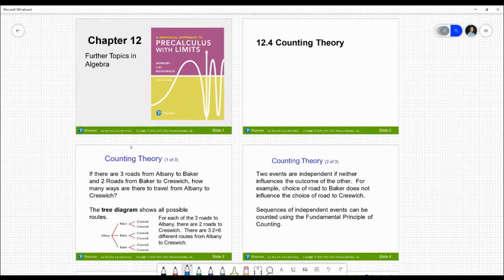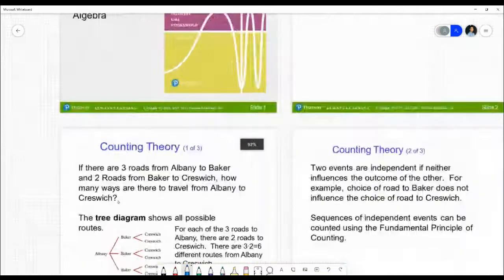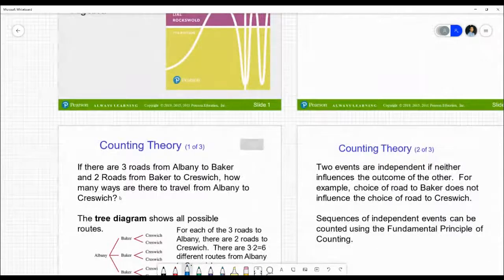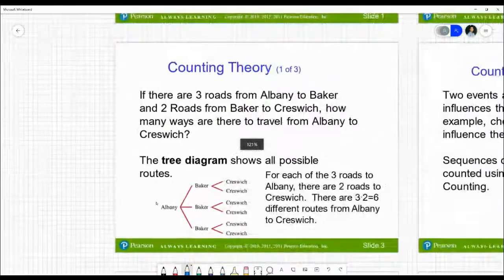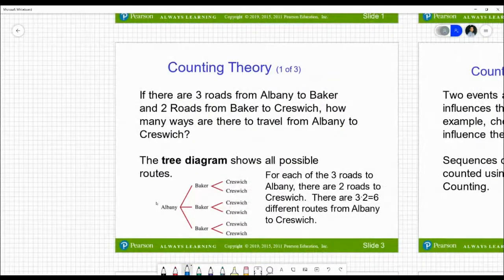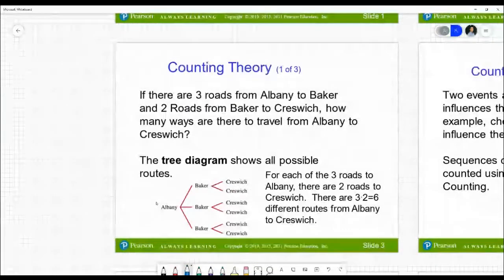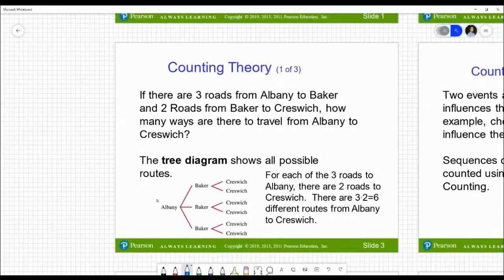Counting theory is fairly easy, and same thing with the binomial theorem. It's basically just formulas. There are 3 total formulas that you should memorize for this section and the next one. So let's get to it. Chapter 12.4 is about counting theory. This is basically learning how to deal with permutations and combinations and be able to calculate the probability that something will happen.